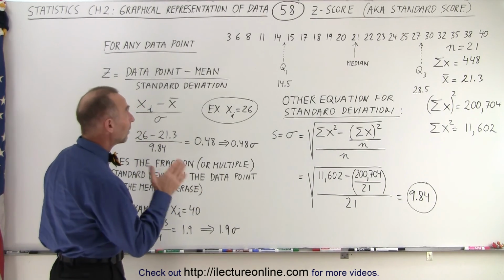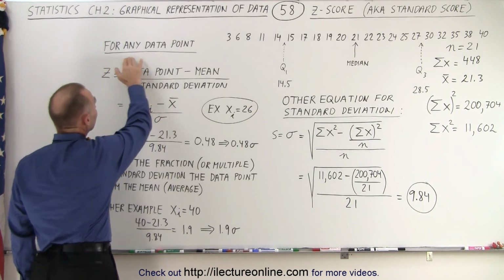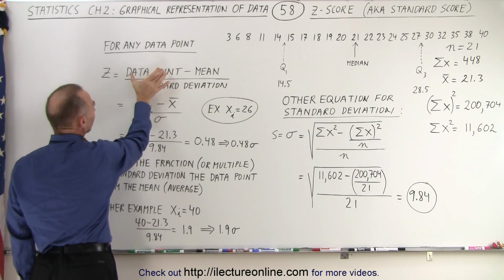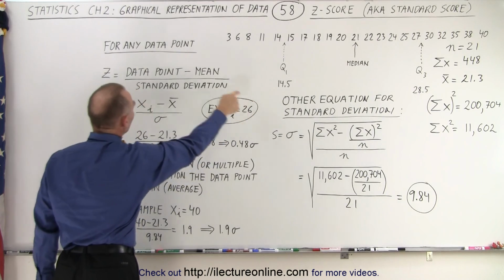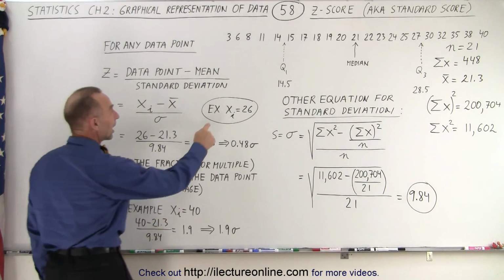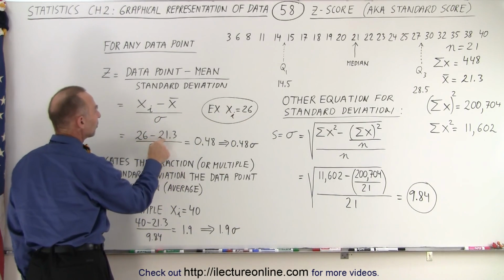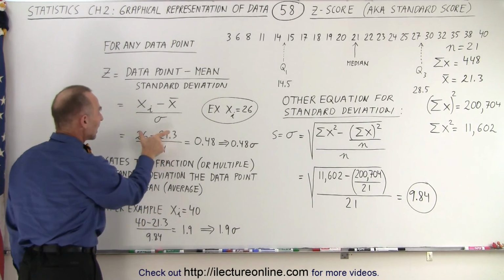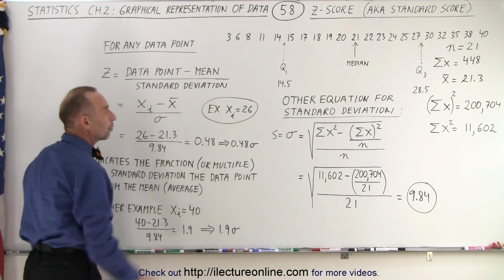So now, what about the z-score? Well, the z-score can be found as follows. For any data point, the z-score, or simply z, is equal to the value of the data point minus the mean or the average of the data set divided by the standard deviation. For an example, let's say we take the data point 26. So we take 26 minus the mean, which we calculated to be 21.3. We take that difference divided by the standard deviation, and we get 0.48.